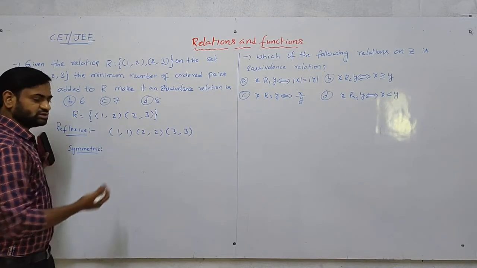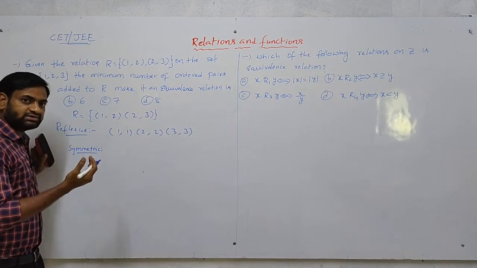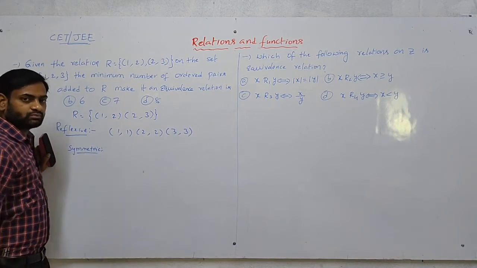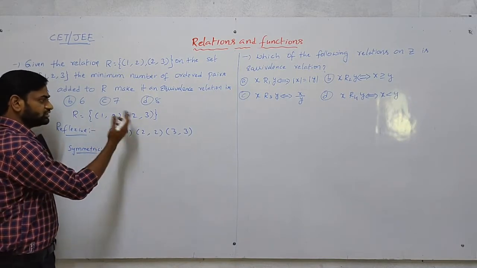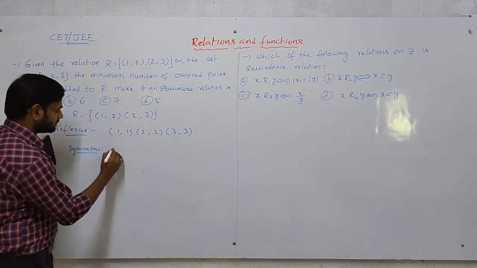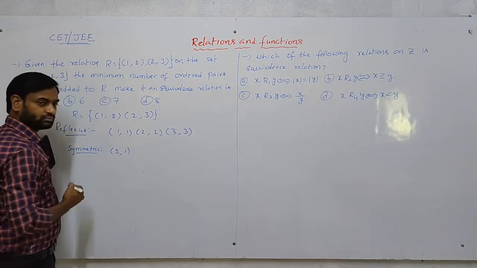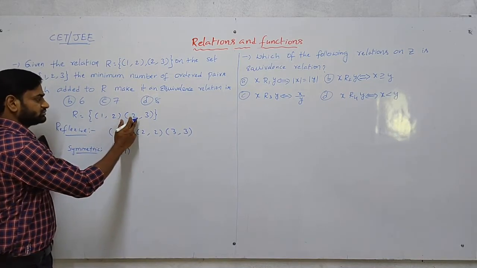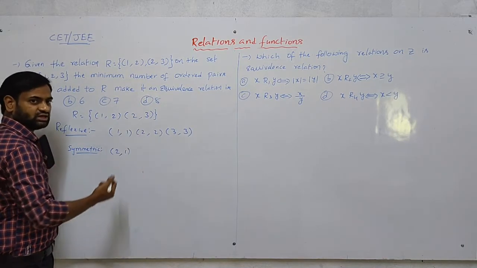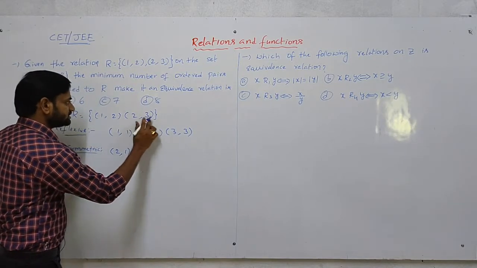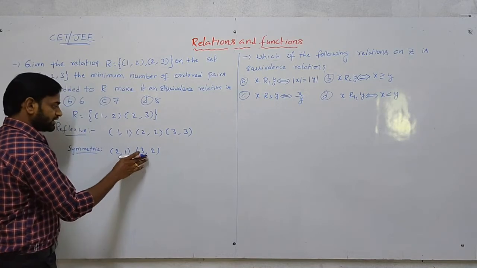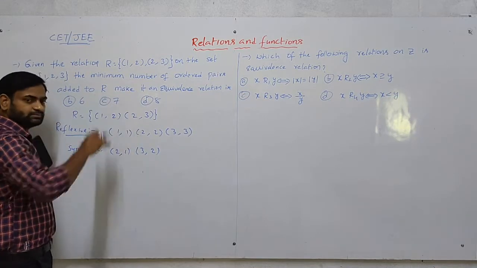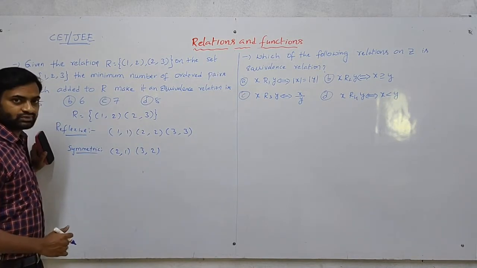How many ordered pairs are there? For all ordered pairs, the reverse should be there. (1, 2) is there. Is (2, 1) there? No. So I have to add (2, 1). (2, 3) is there. The reverse of this one is (3, 2). Is (3, 2) there? No. I want to add this one. Now if I add these two, it is symmetric.